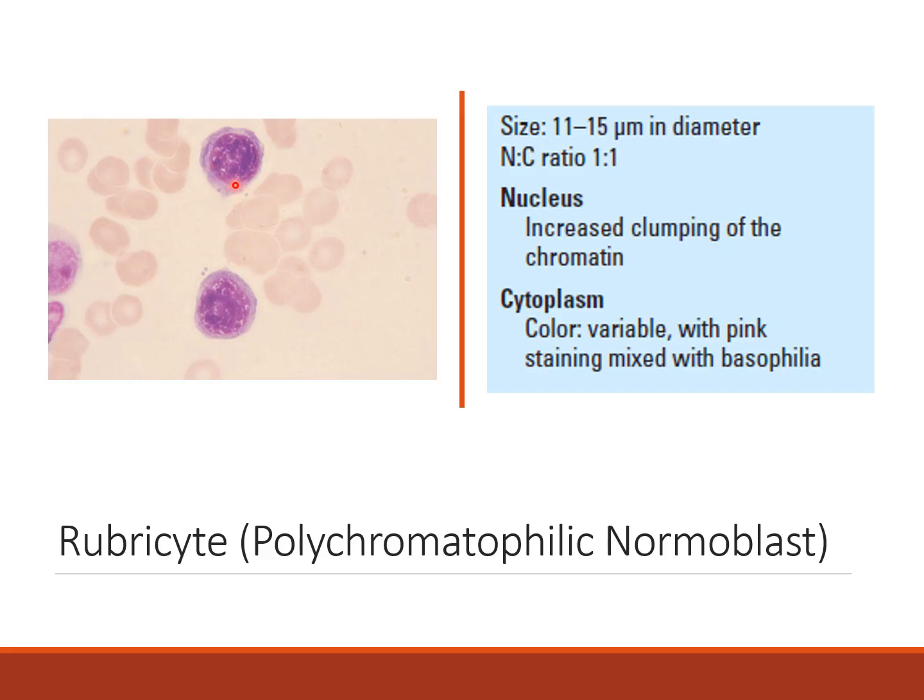The nucleus is going to demonstrate much more clumping of the chromatin, and you can see that. It kind of looks chunky. You have little areas called parachromatin where you have clearing in between the clumped chromatin. And then we're going to have a variable colored cytoplasm with pink staining mixed with basophilia, so some light and some dark areas.